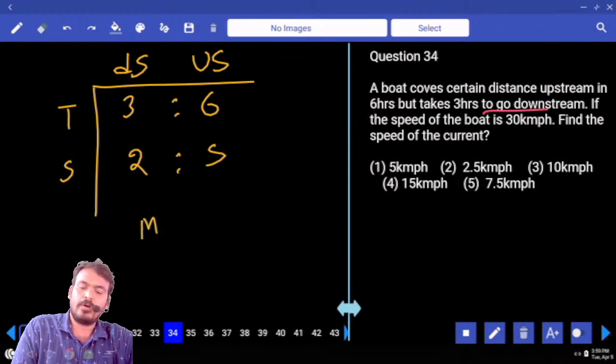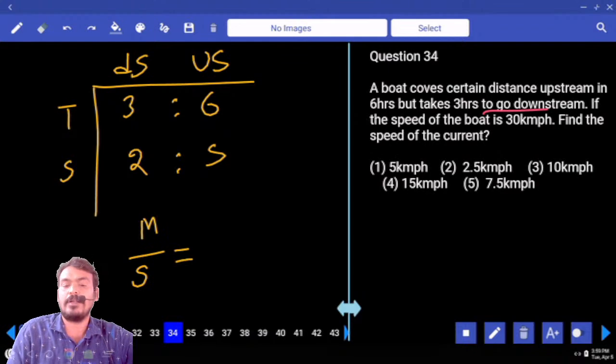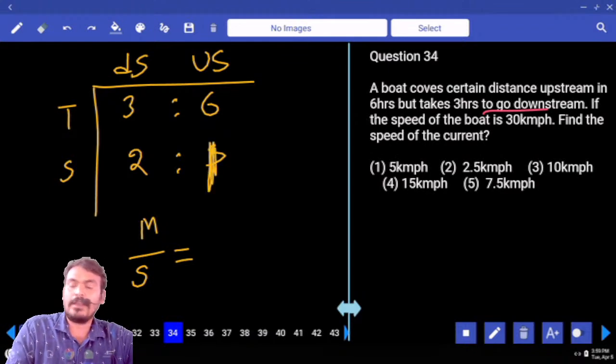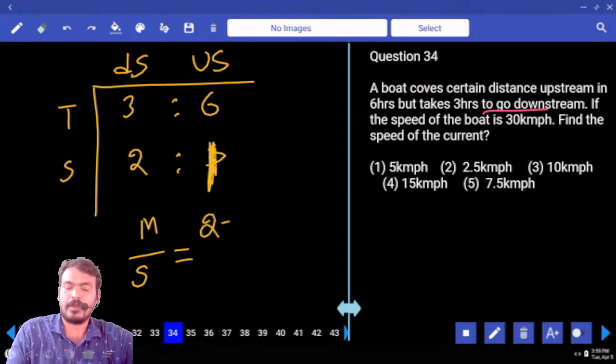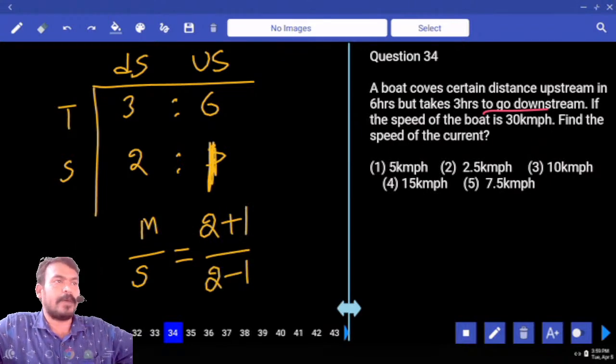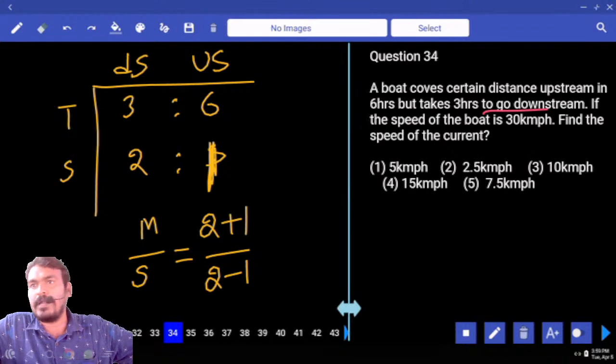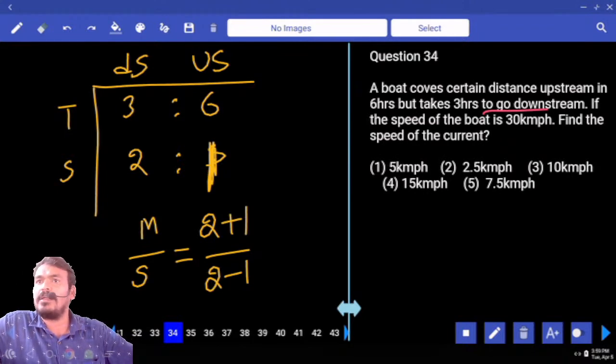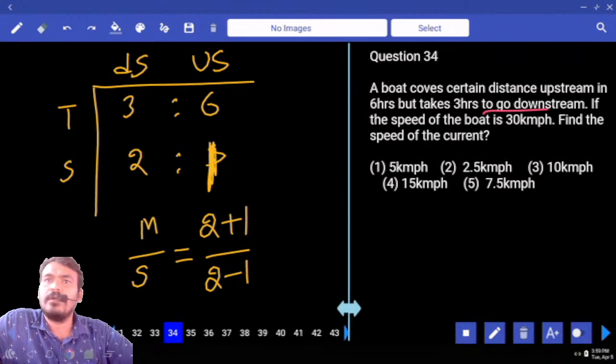Then speed of the boat to speed of the stream is 2 plus 1 by 2 minus 1. Downstream speed is 2 parts, upstream speed is 1 part. Then speed of the boat is 2 plus 1 by 2. Speed of the stream is 2 minus 1 by 2. Then we get the ratio 3:1.